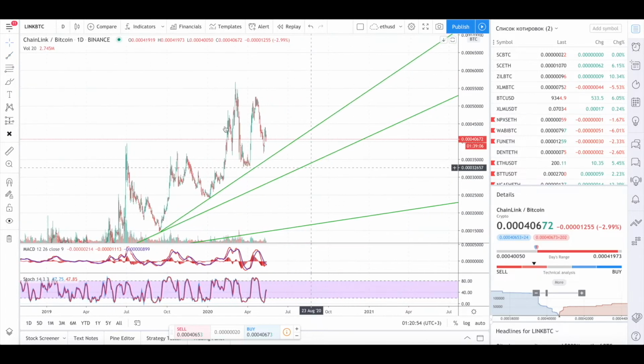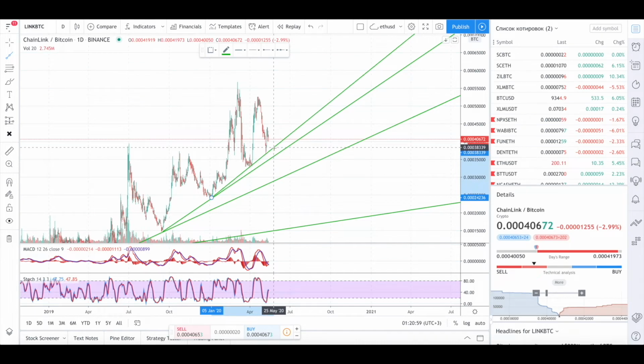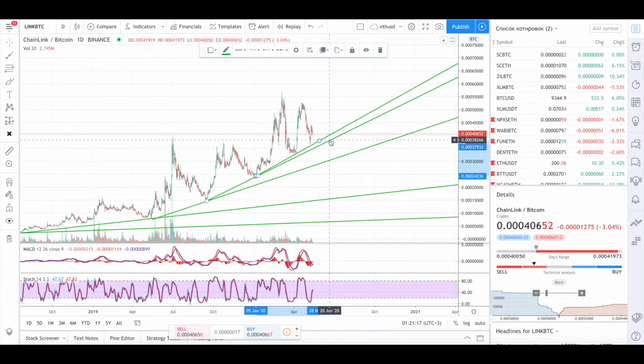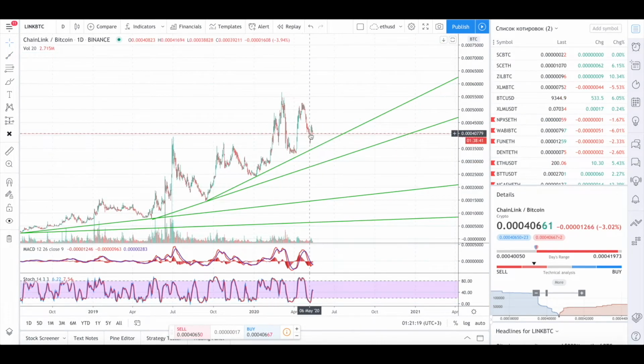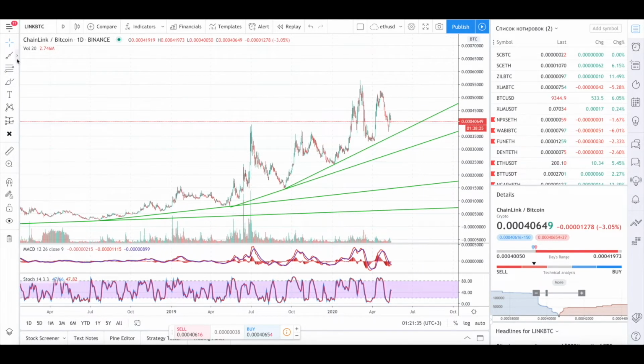So if the price breaks this trend line, it will go to the next. Also, if the price breaks this trend line, it will tend to its next trend line from below. Here too, if the price breaks this trend line, then it will tend to this trend line. Link also formed a fairly powerful price channel, and the price is very clearly kept in this channel.